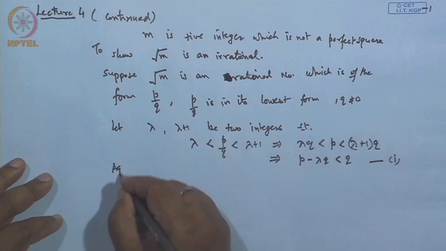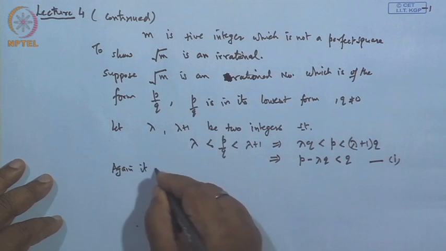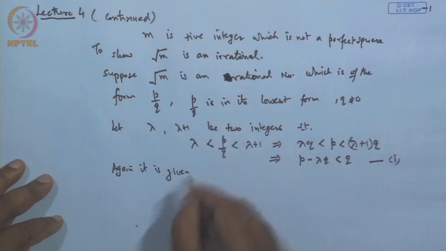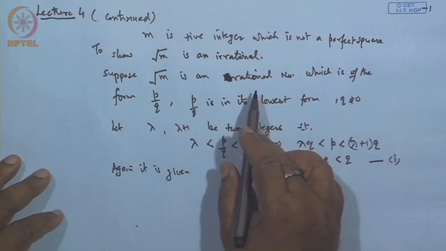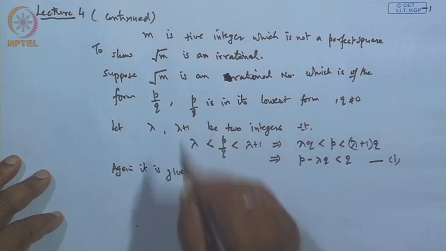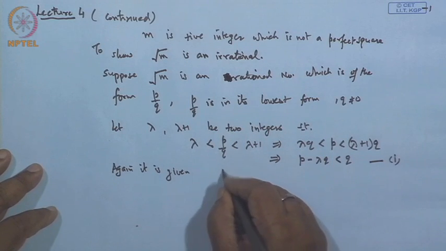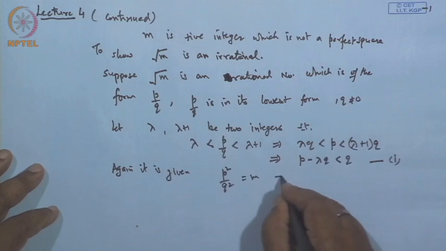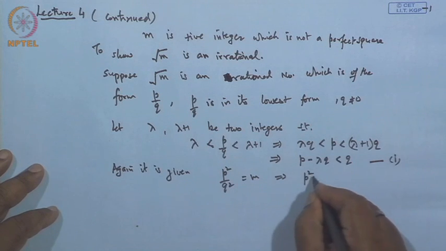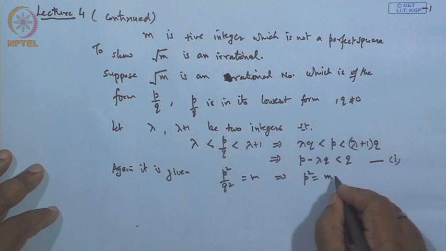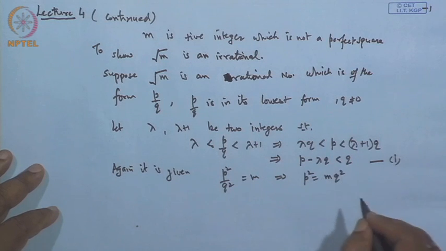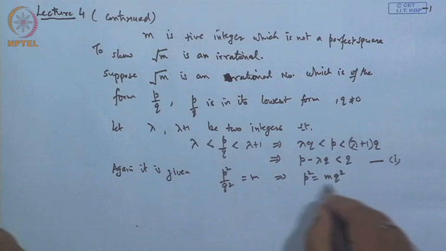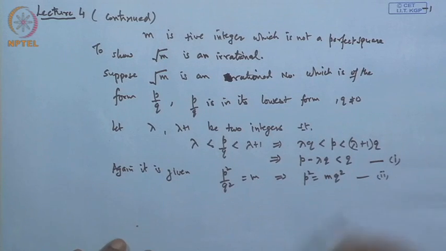Again, we are assuming that root m is a rational number of the form p by q. So, p square by q square is equal to m, that is, p square is equal to m q square, or p square minus m q square will be 0. Call this 2.